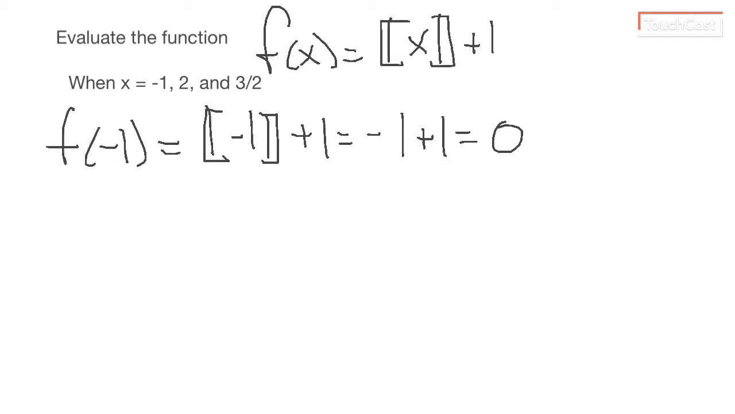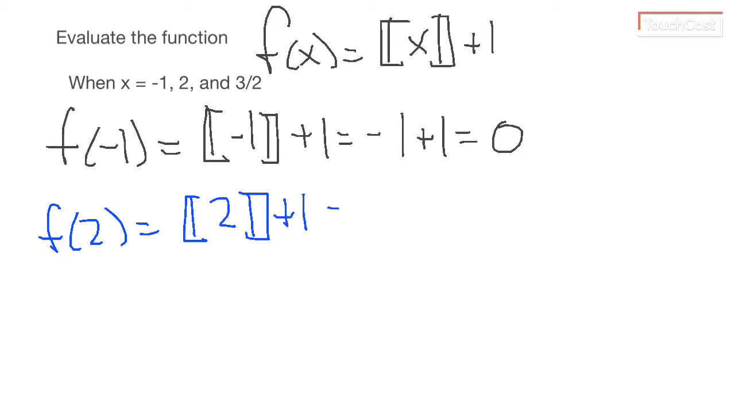Let's also look at when x equals 2. So f of 2. That's going to be the greatest integer of 2 plus 1. And in this case, the biggest integer value that is less than or equal to 2 is 2. And then we add 1 to it. So the function when x is equal to 2 is going to be 3. Pretty nifty.